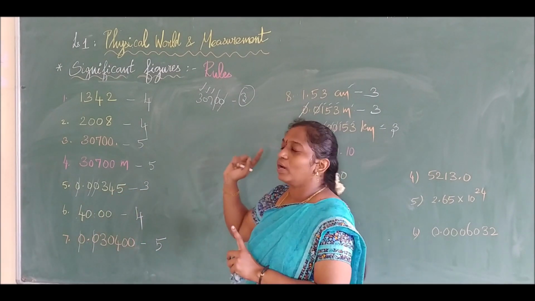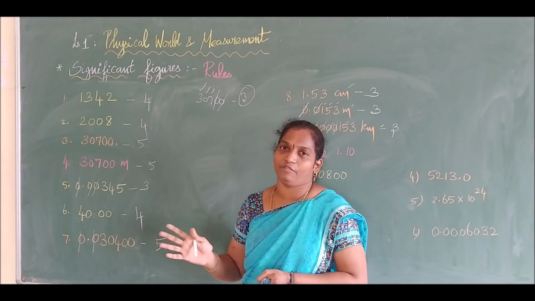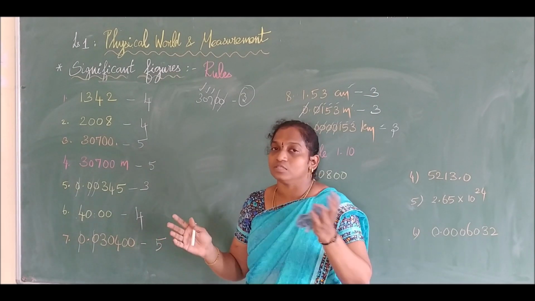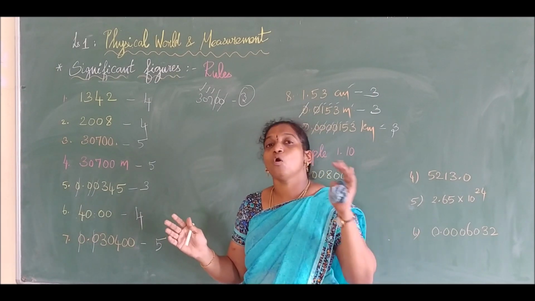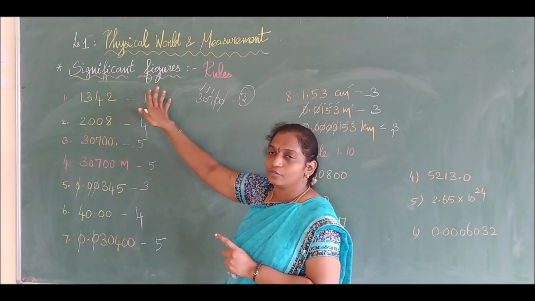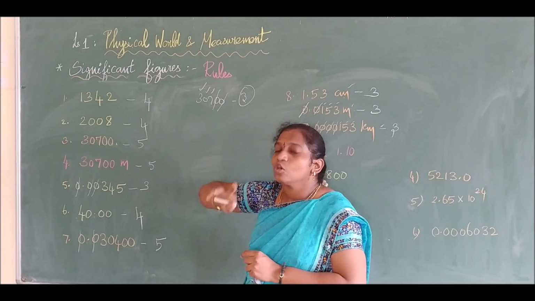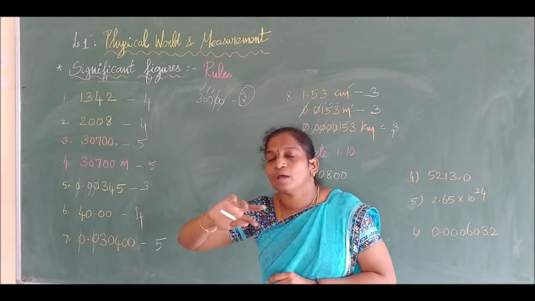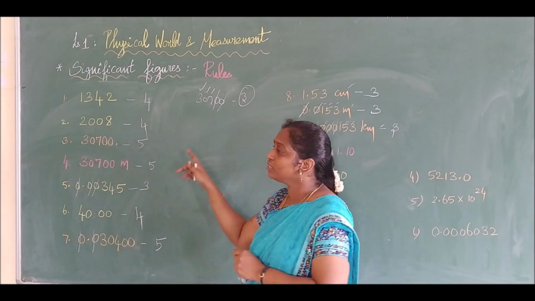Yes. Let us start. What is the first one? All non-zero numbers are what? Significant. What does non-zero mean? Numbers without zero, right? Without zero, all the numbers are said to be what? Significant. So therefore, it has 4 significant figures. What is the second rule? The zeros between 2 non-zero numbers are said to be what? Significant.